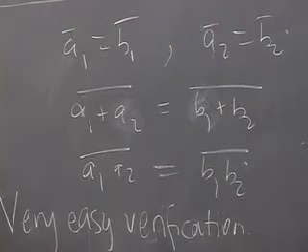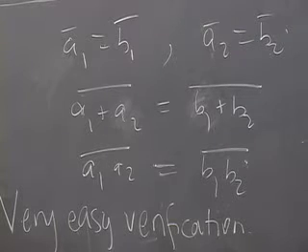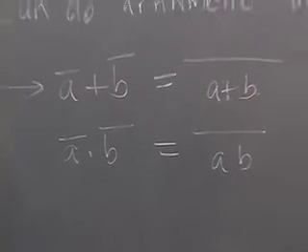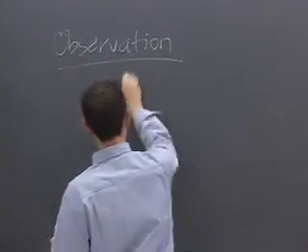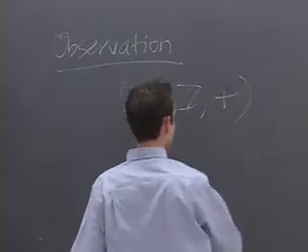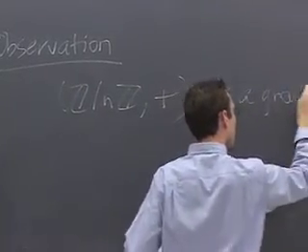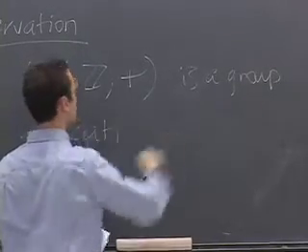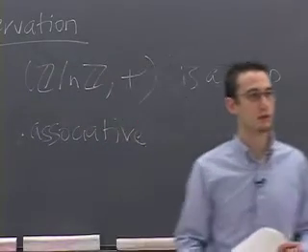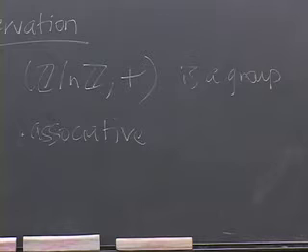But the first critical observation here is that this addition law makes Z mod NZ into a group. Well, why? Why is this plus operation associative? Because the operation, because the integers. Exactly. It inherits it from the integers.